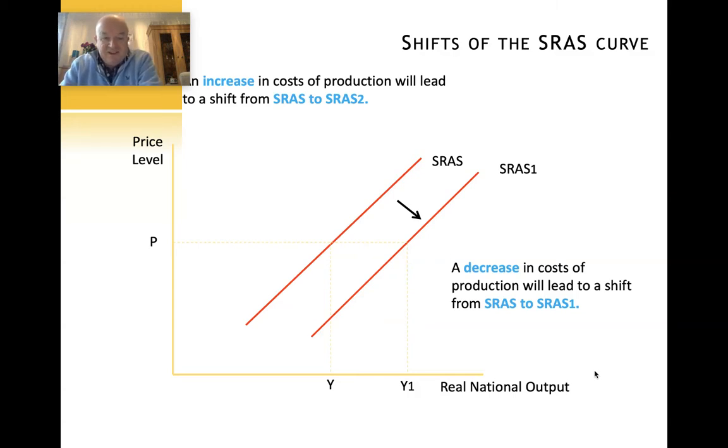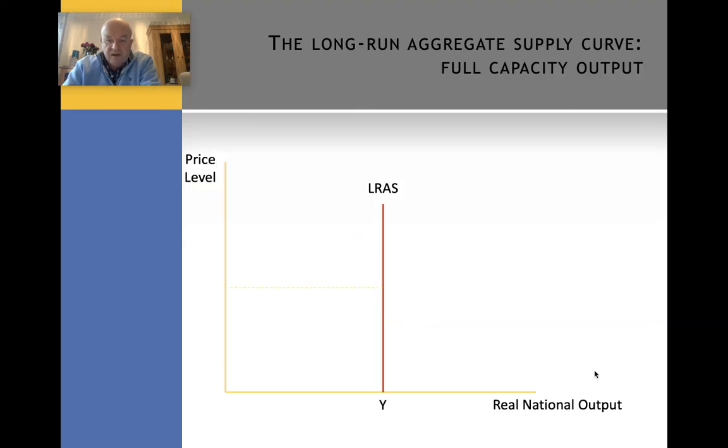Okay, if we have an increase in the cost of production, however, that's going to cause a shift from our original SRAS curve to SRAS2. So there is a clear link between the way in which both supply and demand curves might move, dependent on changes in the economy. Let's take a look then at the long-run aggregate supply curve.